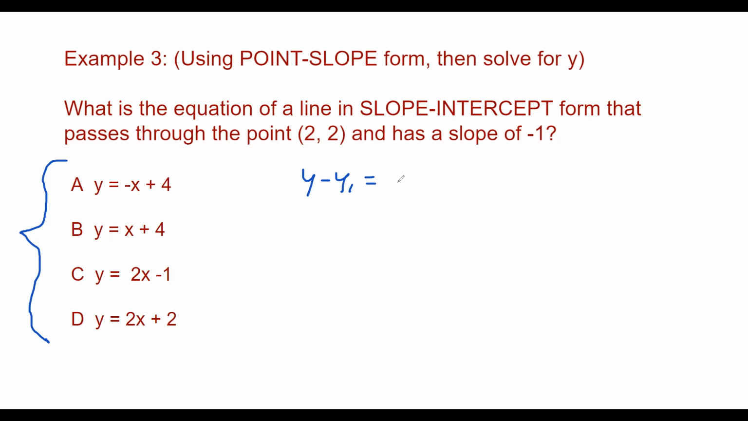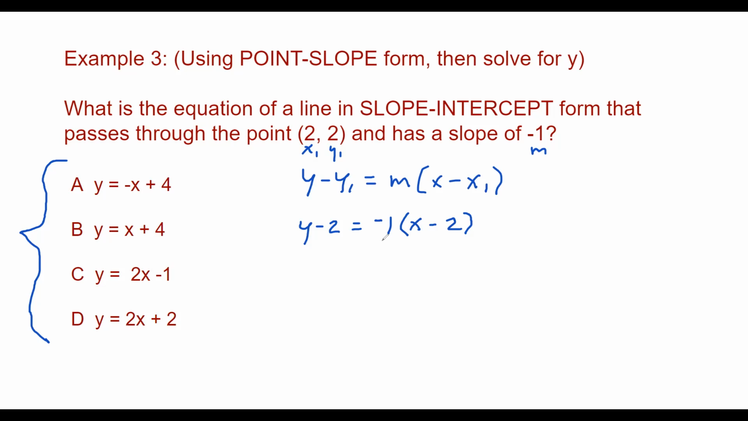Okay, let's write our formula. Y minus y1 equals our slope times x minus x1. And here are our x1 and our y1 values. They're both 2, and our slope is -1. So we write this out. Y minus 2 equals our slope. We don't need to wrap the slope in parentheses. It's just fine that way. And then x minus 2. Now, in this case, we are going to simplify because we want to isolate y.